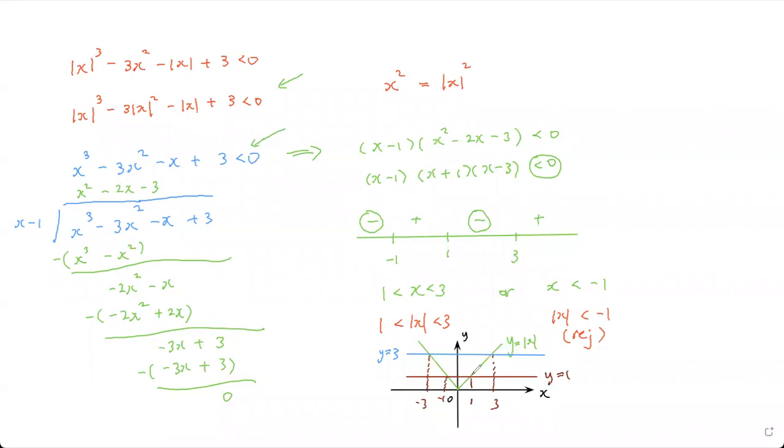Notice that when my x is in between 1 and 3, my modulus x graph will be in between y equals 3 and y equals 1. This region, I'm going to circle the region. So this is the region that we are looking at. So our solution to this is x less than negative 1 and greater than negative 3, or x less than 3 and greater than 1. So that is our final solution.